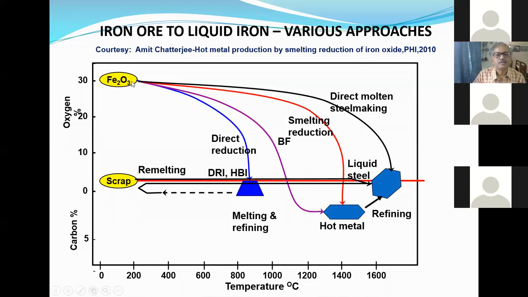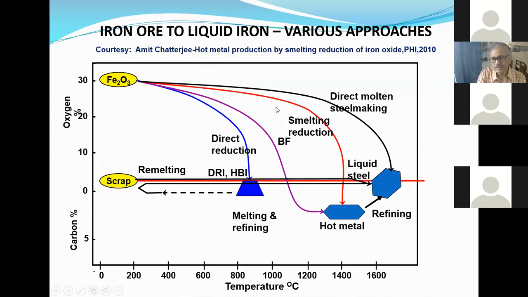And then you can find some other routes coming, the red line, that is called the smelting reduction. And you can see that most of the oxygen is removed at very high temperature, in the liquid state, around 1400 degrees centigrade. So in the liquid state, most of the oxygen you remove. Partially, some amount of oxygen you remove in the solid state.